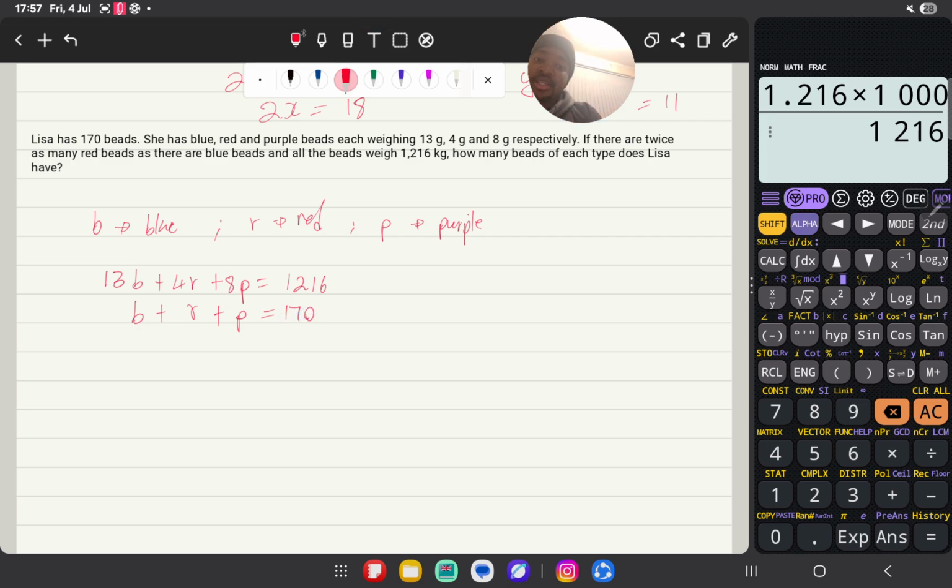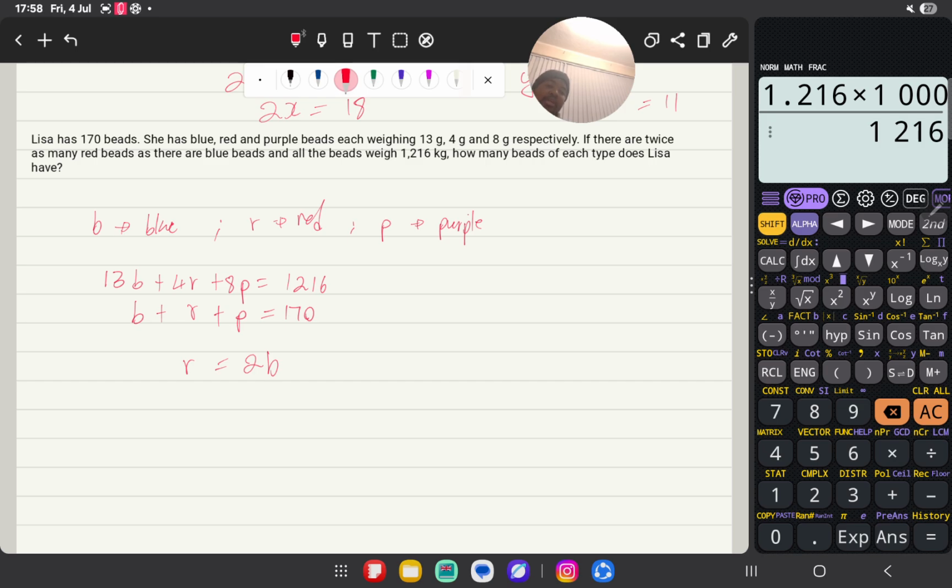And then they say there are twice as many red beads as there are blue. So let's think, how many blue beads do we have? We have 4. That means we have how many red? You see, there are twice as many red as there are blue. The English almost destroyed me. So meaning red equals 2 blue.